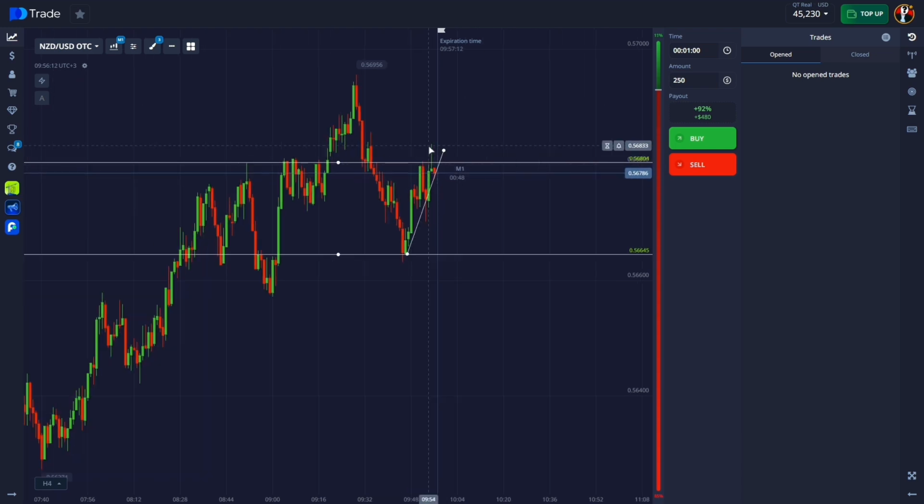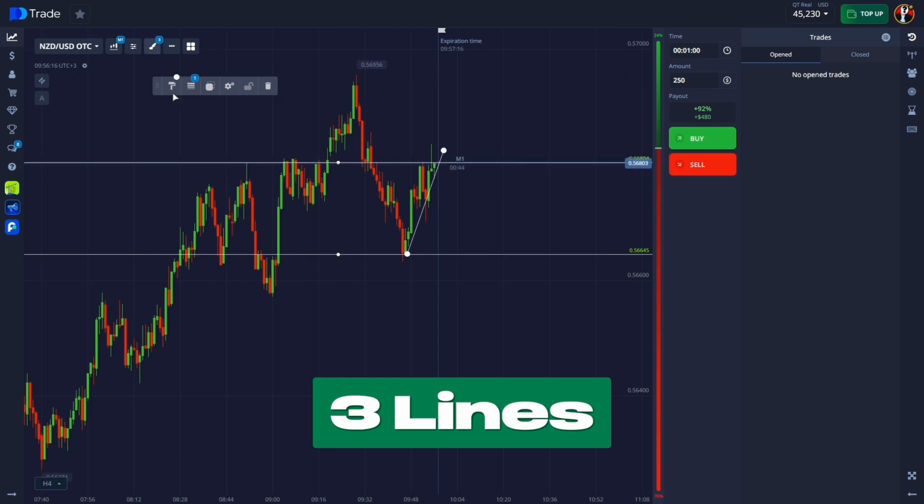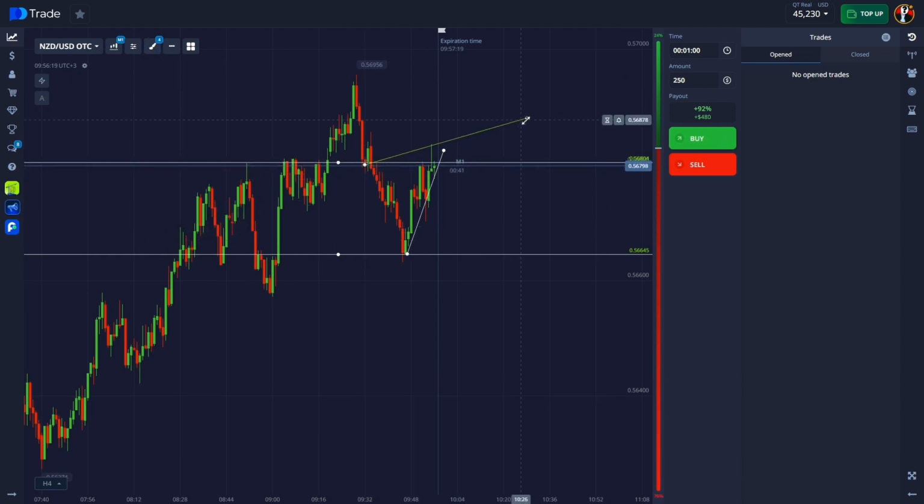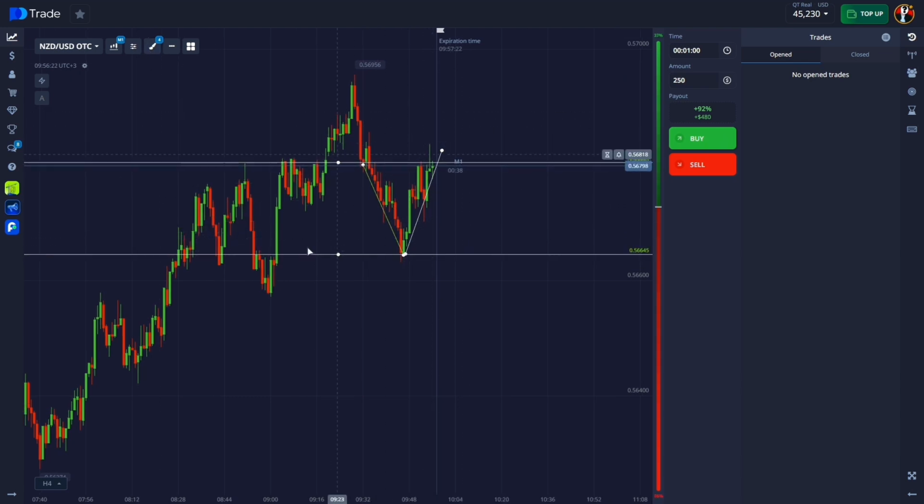All we needed was the line 1, 2, and 3. 3 lines. And now we've already seen our movement formation. That is, from top to bottom, from bottom to top. And as you can see, it's all quite simple. Let's move on to the second strategy.